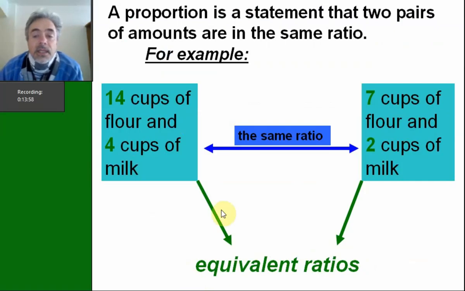So here is a proportional relationship, okay? 14 cups of flour with 4 cups of milk is proportional, the same ratio, as 7 cups of flour with 2 cups of milk. As you can see very easily, 14 is double 7 and 4 is double 2. So they're equivalent ratios. They have the same ratio even though the quantities are different.